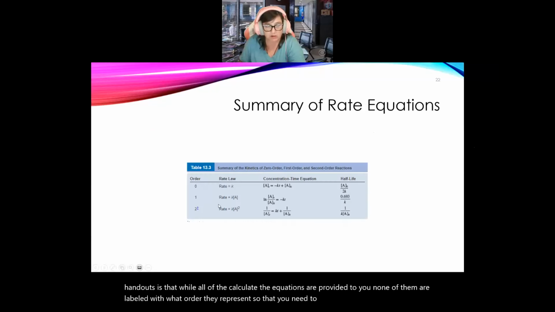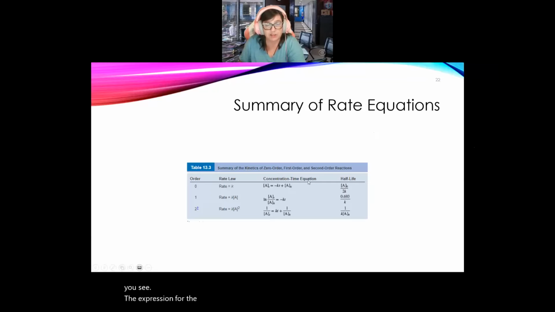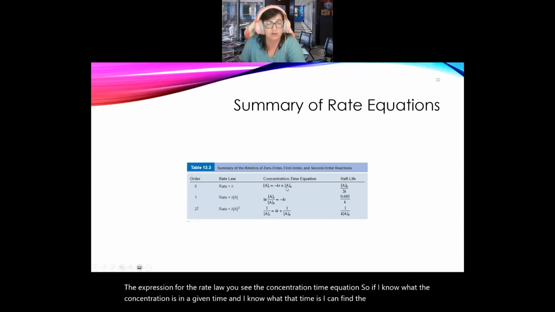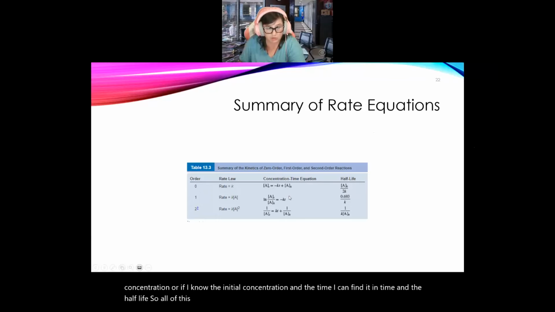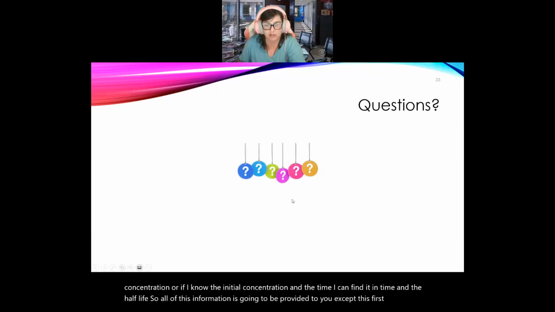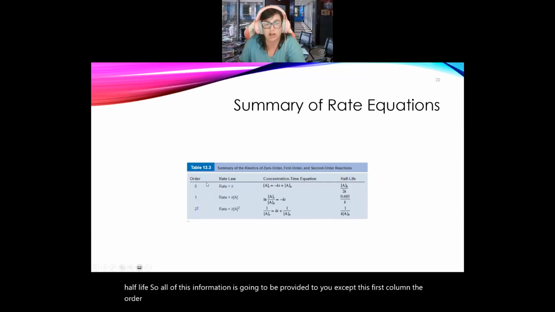So what you see here, you see the expression for the rate law, you see the concentration time equation. If I know what the concentration is at a given time and I know what that time is, I can find the initial concentration. Or if I know the initial concentration and the time, I can find it at a given time, and the half-life. So all of this information is going to be provided to you except this first column, the order. That's not going to be given to you. Everything else is on the test.